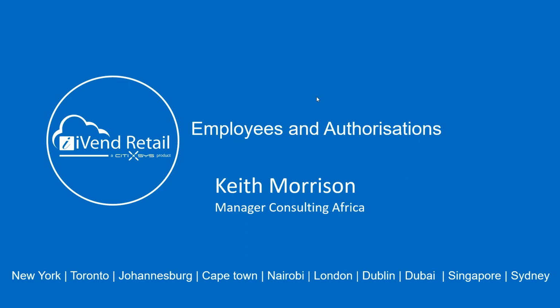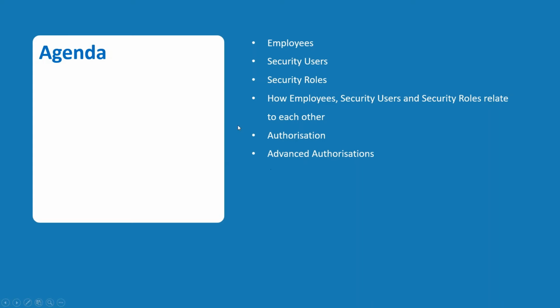So, employees and authorizations. Here we go. Just a quick note on the agenda. I'm sure for a number of you this is going to be old hat, but at least we can get through it, and maybe there'll be one or two little tips and tricks that we can bring up. We're going to start off going through employees, security users, security roles, how employees, security users and security roles relate to each other, authorization and advanced authorizations, and of course some associated reports.